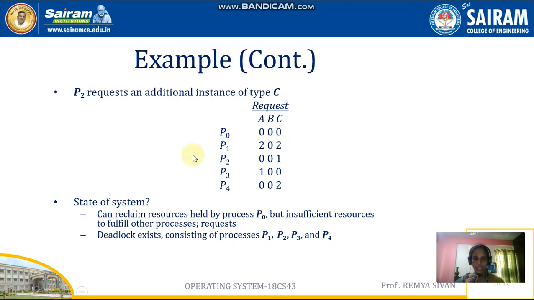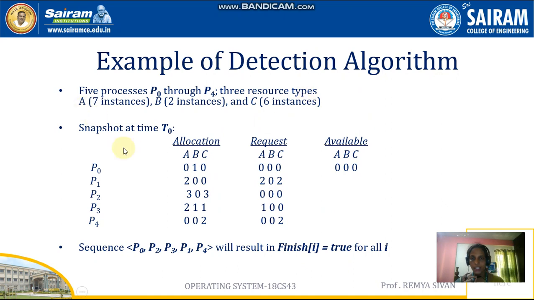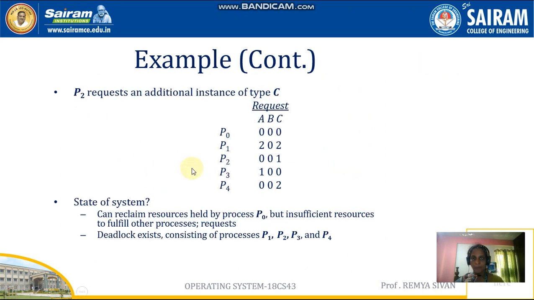After completion of P0, they will release the resources. They had only 1 B, right? So that 1 B they will release. And P1 requires 2 A. We don't have it. We have only 1 B. P2 requires 1 C. We don't have it. P3 requires 1 A. That also we don't have. P4 requires 2 C. No, we have only 1 B. So only P0 will be able to complete. P1 to P4 won't be able to complete. So deadlock is detected.